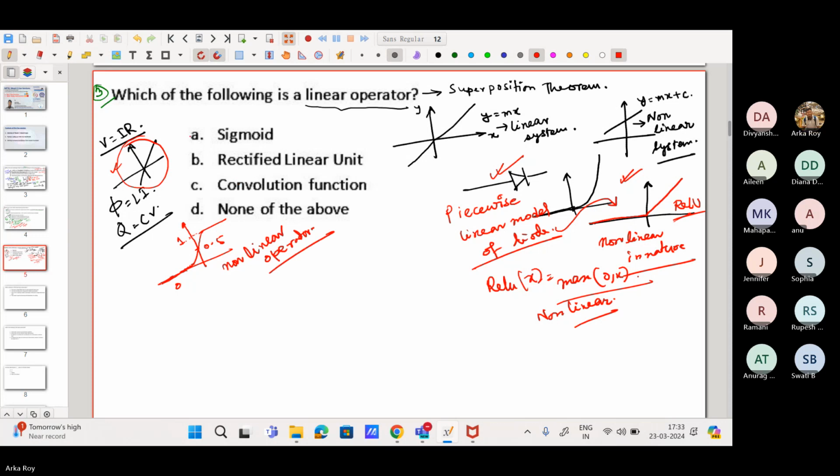So now sigmoid is nullified, and ReLU is also nullified. What about the convolution function? Is it a linear operator or not, and if it is linear, then why? Yes, anyone?